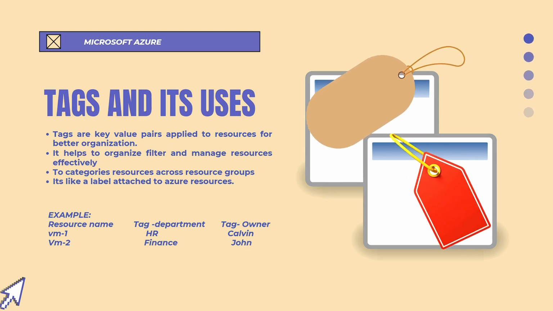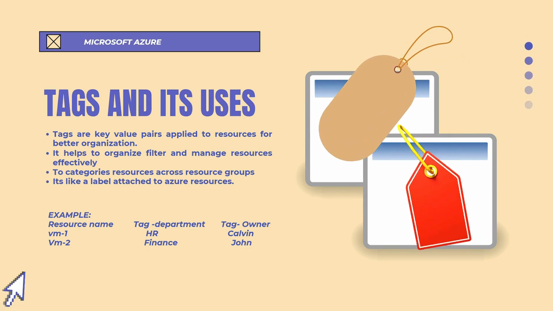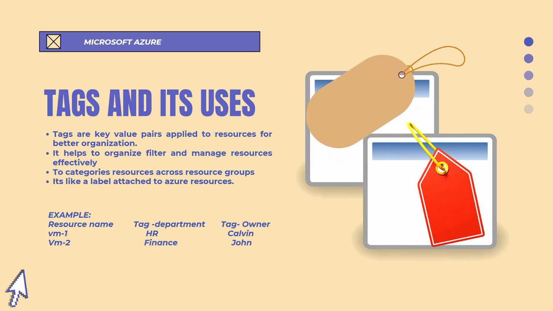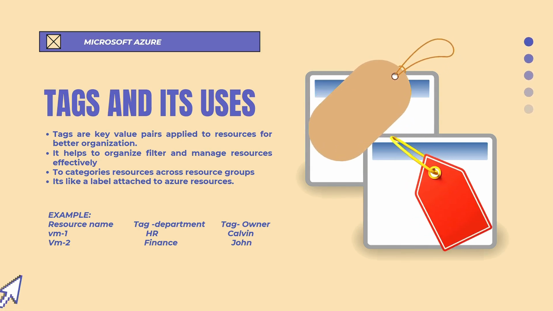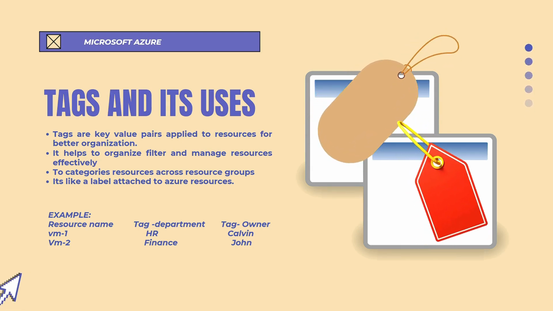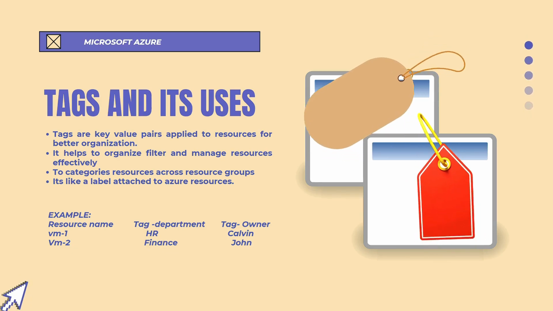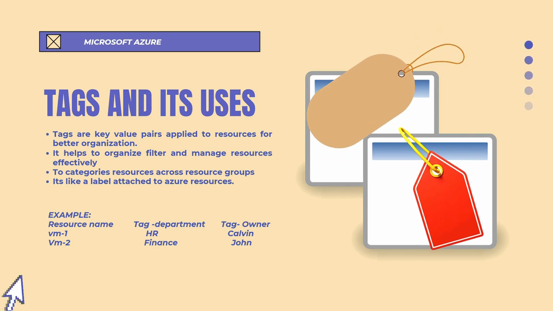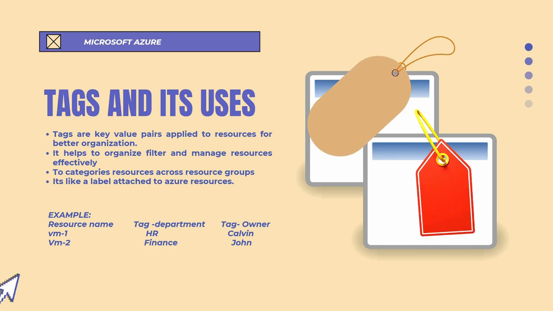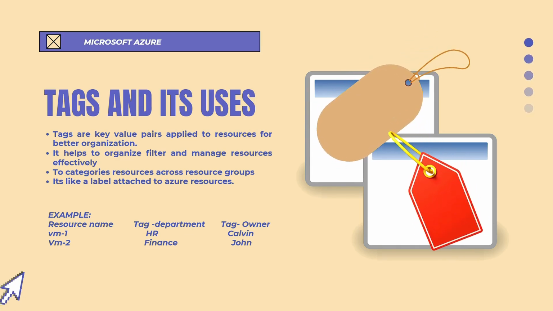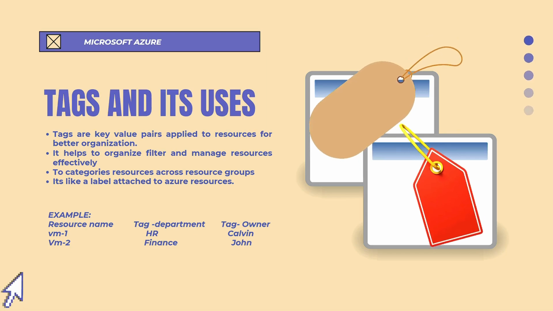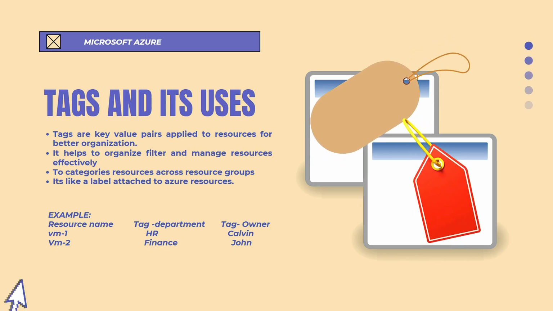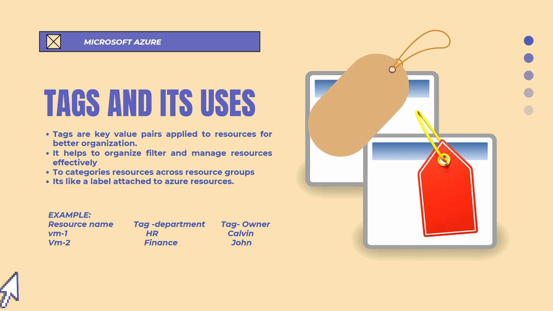For example, suppose your company has 10 different virtual machines for different departments. You tag virtual machine one with the department HR and the owner, I took my name, Calvin, and let's say another virtual machine VM2 with the department finance and owner John. When the IT team needs to track the HR expenses or contact the right owner for maintenance, they can filter resources using these tags, which makes resource governance quick and efficient, easy to organize. That's the main thing.